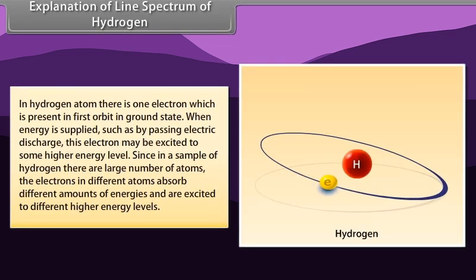In a hydrogen atom, there is one electron which is present in the first orbit in the ground state. When energy is supplied, such as by passing electric discharge, this electron may be excited to some higher energy level. Since in a sample of hydrogen there is a large number of atoms, the electrons in different atoms absorb different amounts of energies and are excited to different high energy levels.